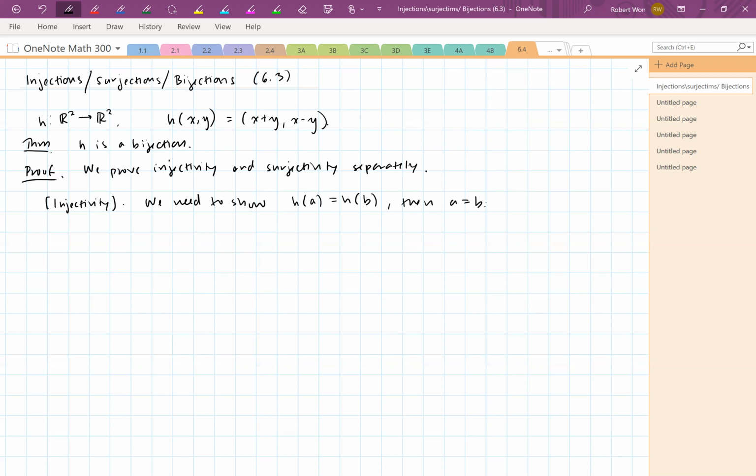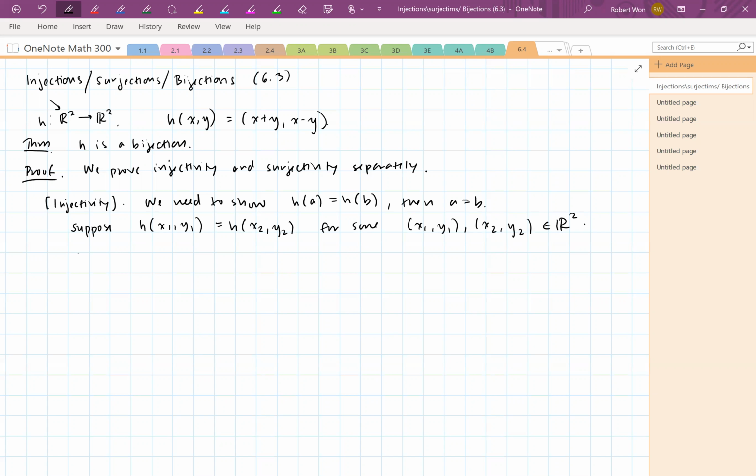Now, the point is that the domain here is R2. That's a Cartesian product. So rather than thinking about elements as being a and b, I should think of them as ordered pairs. So really, I'll suppose that h of (x1, y1) equals h of (x2, y2) for some (x1, y1) and (x2, y2) inside the domain of this function. So let's suppose we have two points in the domain that map over to the same point in the codomain.